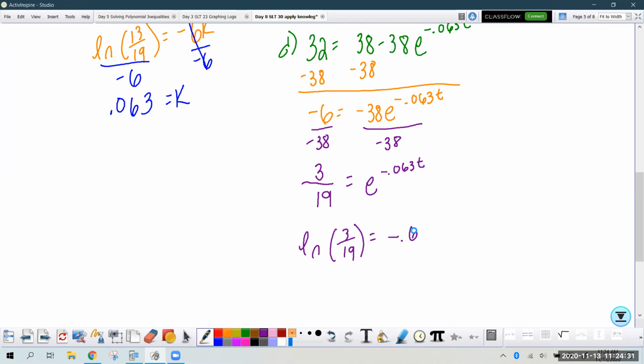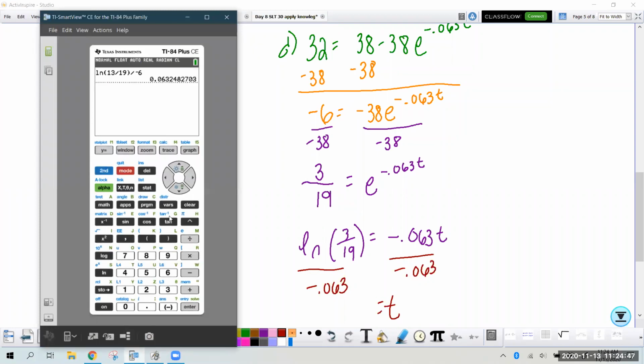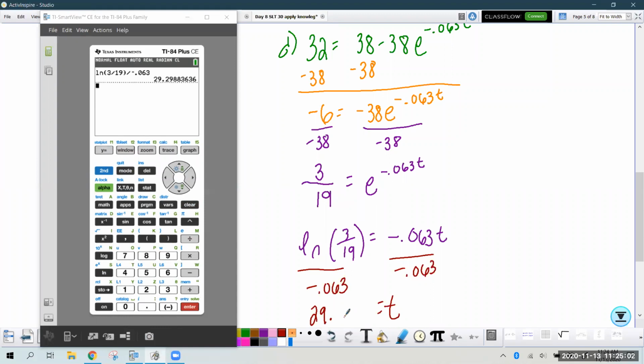Oops. Divide by negative 0.063. And let's see how much time it'll take. And I think it said round to 3 decimal places, 29.299 minutes.